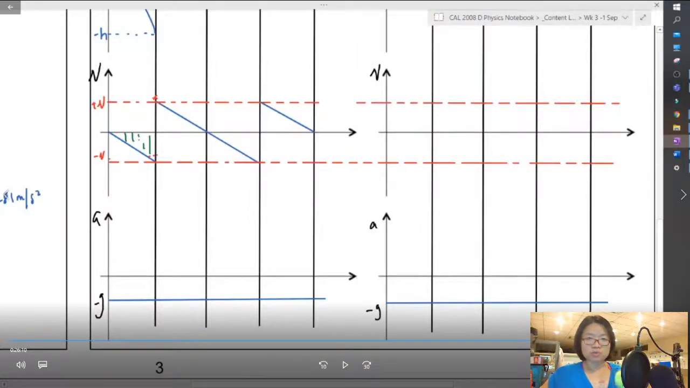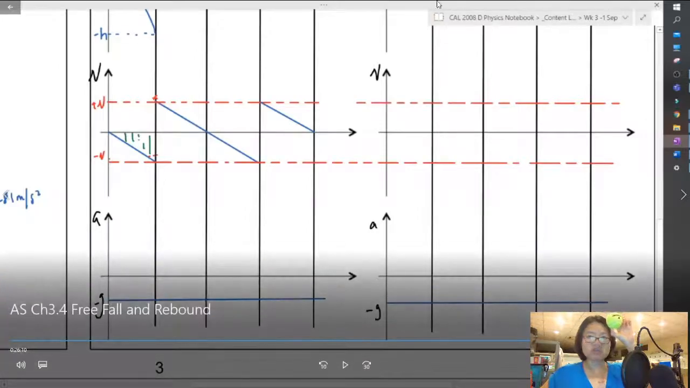When it rebounds and goes up, your velocity will change from this negative V hitting the floor to positive V going up. So this one would be positive V. And then on the way up, it will slow down and stop at maximum height, and then speed up and hit the ground. And then again, rebound. See? So now it will go up and slow down, maximum height, and then hit the ground.